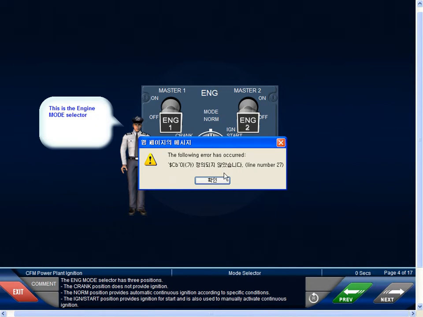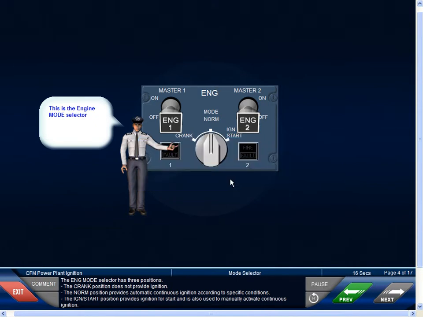The engine mode selector has three positions. The crank position does not provide ignition. The normal position provides automatic continuous ignition according to specific conditions. The ignition start position provides ignition for start and is also used to manually activate continuous ignition.